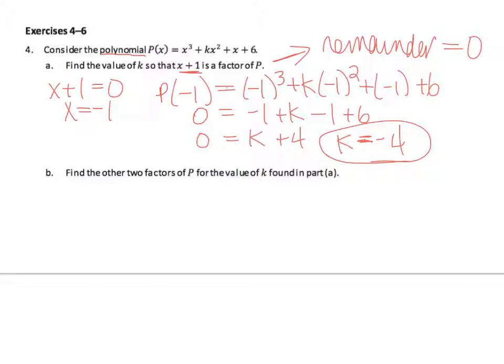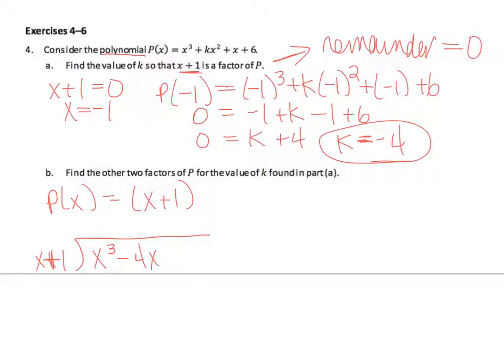Cool. Find the other two factors of p for the value of k found in part A. So we know that x plus 1, because the remainder is 0, is a factor of the polynomial. So we need to figure out the rest of the polynomial. The only way I know to do that is to do some long division. If you have a better way, love to hear it. So we know this is x cubed minus 4x squared plus x plus 6.